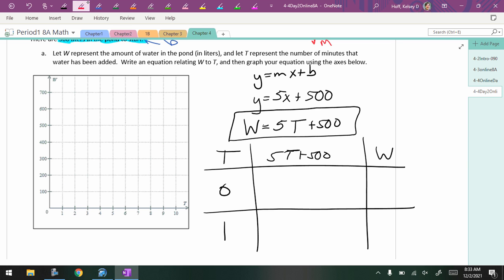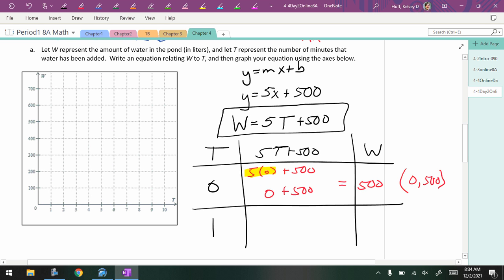Okay, so if I plug in 0, what do I do first? Multiply or add? Multiply. What's 5 times 0? 0 plus 500 is 500. So my point is 0, 500. Nicely done. Now if I plug in a 1. Oops. I almost wrote 505 before I got there. 5 times 1, 5, plus 500 is 505. So my point was 1, 505.